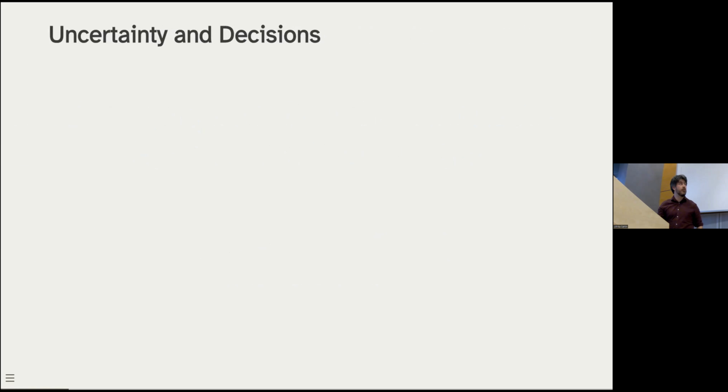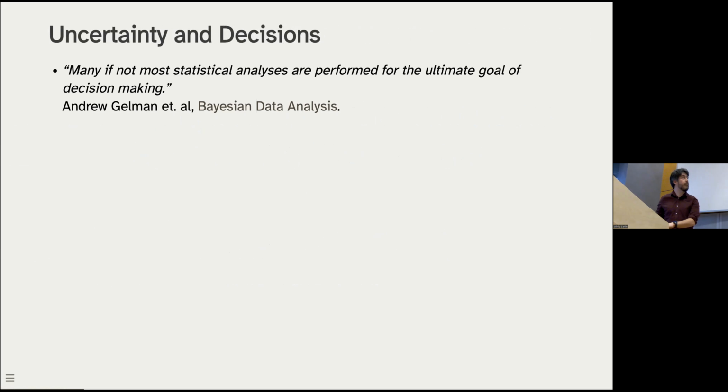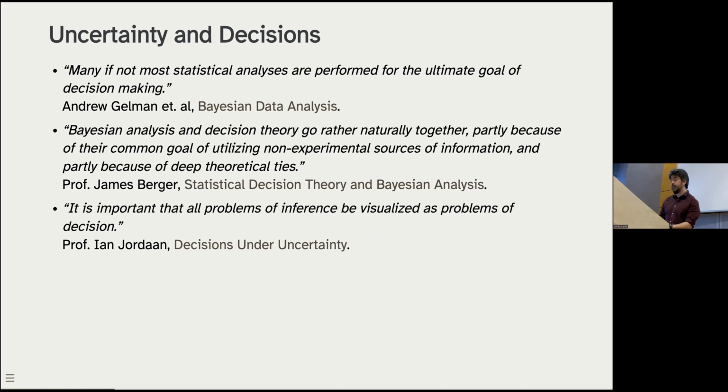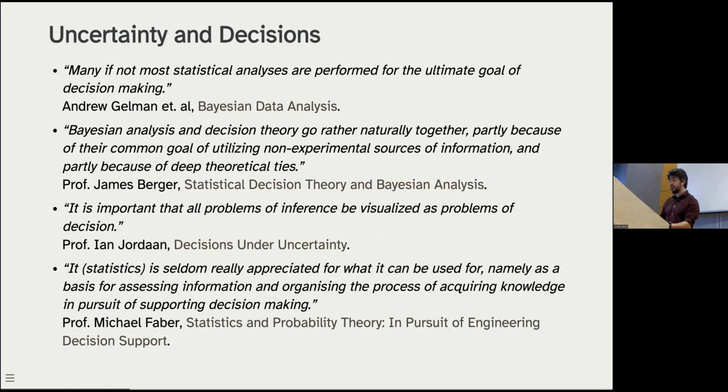So I'm going to kick things off with a few quotes from some of my favorite stats books. Firstly, from Bayesian data analysis, they note that usually the reason we do statistics is to support decision-making. In James Berger's book, he says that there are deep ties between decision analysis and Bayesian statistics in particular. This is a more engineering-y focus, and it makes the point even more strongly, suggesting that all problems of inference should also be considered as a decision analysis.